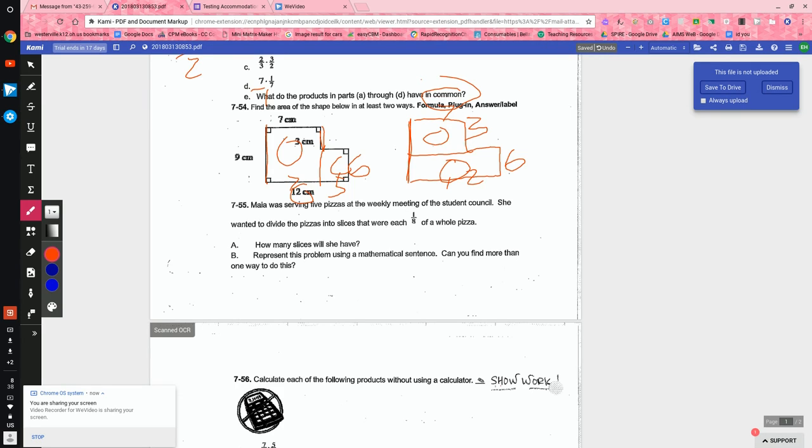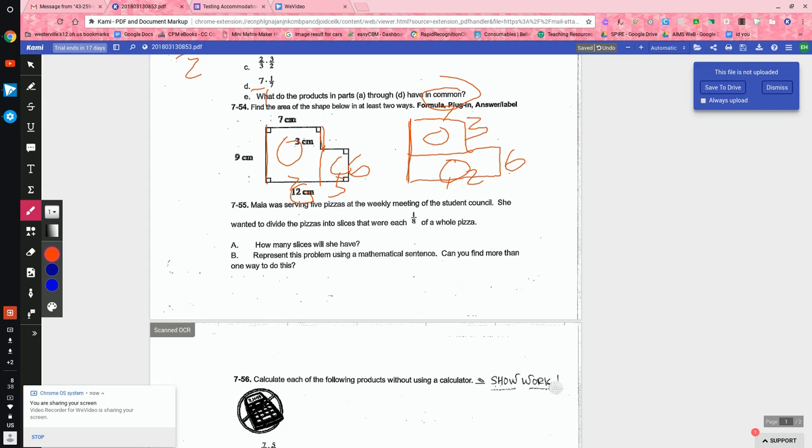Next question is dealing with Mala, I guess her name is. She's serving 5 pizzas at the weekly meeting. She wanted to divide the pizza slices so they're 1/8 of a whole. So each piece is 1 part of 8. How many slices will she have?